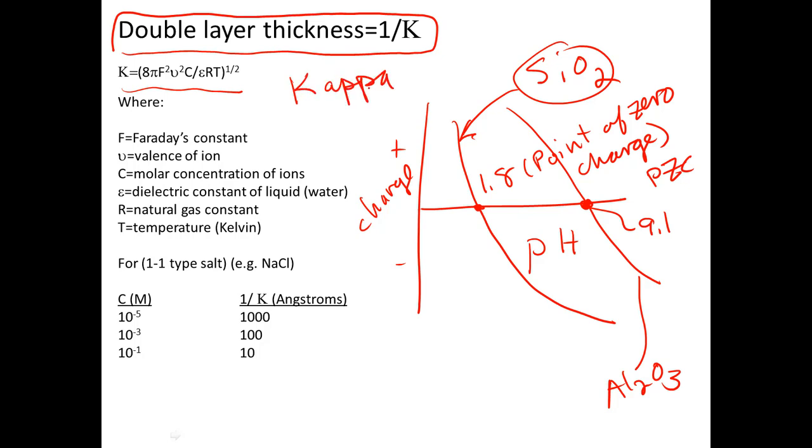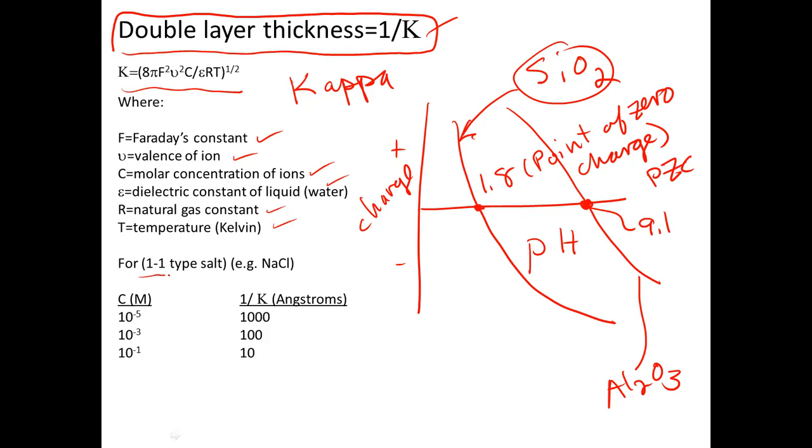The double layer thickness is given by 8 pi F squared nu squared C divided by epsilon RT, whole quantity to the 1/2 power. This is called kappa. The double layer thickness, which is equal to 1 over kappa, is the double layer thickness. F is Faraday's constant, nu is the valence of the ion, C is the molar concentration, epsilon is the dielectric constant, R is our natural gas constant, T is temperature in degrees Kelvin.